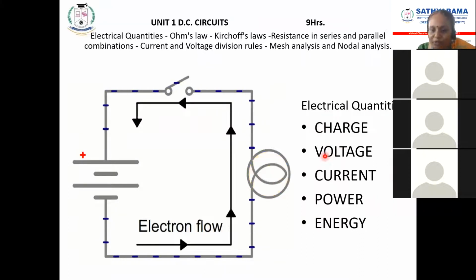Then voltage. One more electrical word you use in your home: voltage drop. Sometimes there is flickering in your lights, or your fan is rotating very slowly. We used to say there is a voltage drop. Due to that voltage drop only, the lights flicker or the fan rotates slowly.